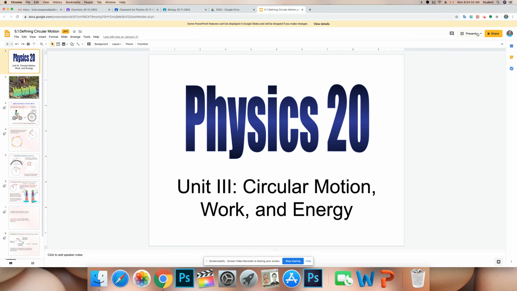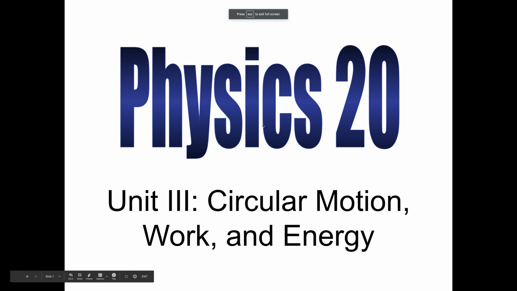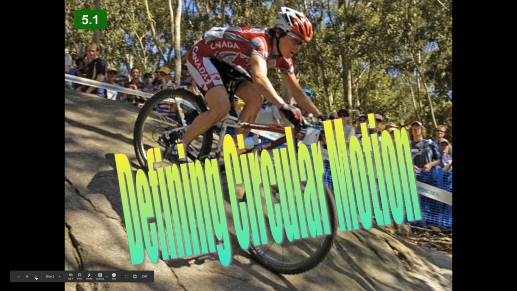All right, we are moving on. Physics 20, we're on Unit 3 now. Circular motion is what we're going to start working on today. That's Chapter 5, circular motion. Then we'll get into Chapter 6, which is work and energy. Today we're just going to look at defining circular motion and answering some questions based on that.